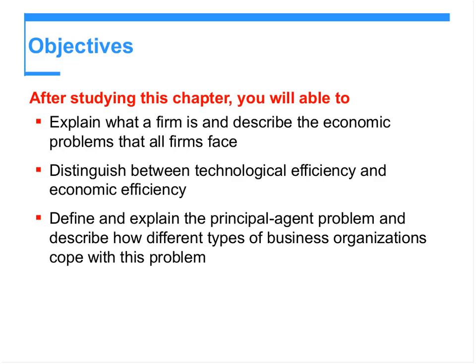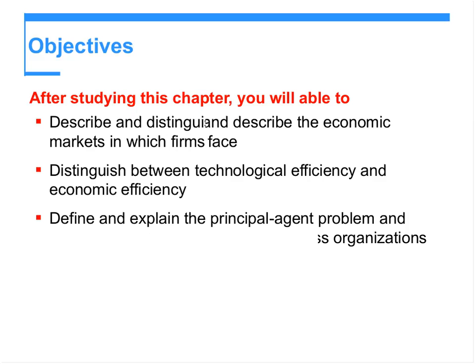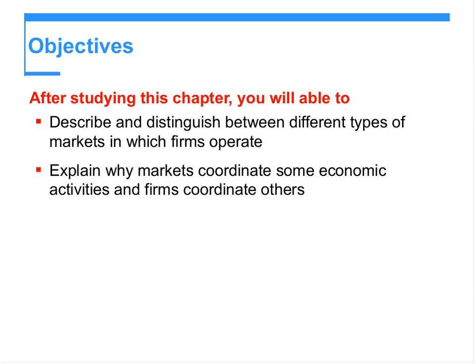After studying this chapter, you will be able to explain what a firm is and describe the economic problems that all firms face, distinguish between technological efficiency and economic efficiency, define and explain the principal agent problem, and describe how different types of business organizations cope with these problems. The last two objectives will be to describe and distinguish between different types of markets in which firms operate, and why markets coordinate some economic activities and firms coordinate others.